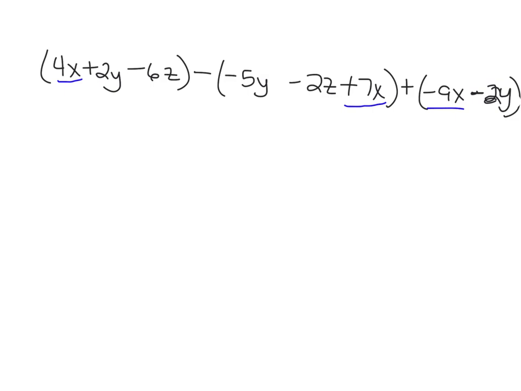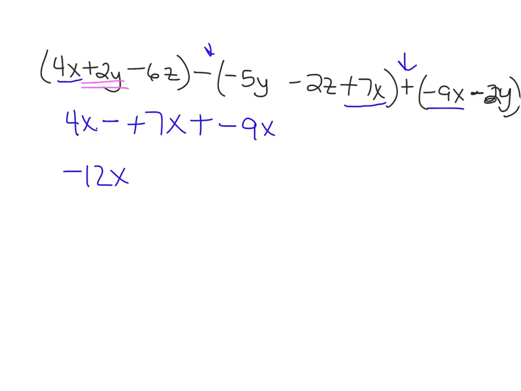Okay, so I've underlined all the x terms. So I'm going to write down the problem. So I have 4x. I need to pick up the minus. And then I need to pick up the positive 7x. And then I need to pick up the plus. And then I need to pick up that negative 9x. So there's what I have. So 4x minus positive 7x gives me negative 3x. Negative 3x plus negative 9x gives me negative 12x. Okay? So I'm ready for my second term.